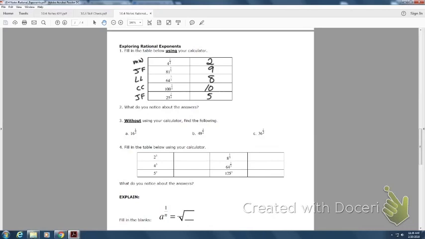On 3, 16 to the power of 1/2 is what? 4. 49 to the power of 1/2? 36. So if I can ask you what is the square root of a perfect square and you can give me the answer, I should be able to ask you what is that number raised to the power of 1/2, and you should be able to give me the answer because you're doing the exact same thing. Okay?